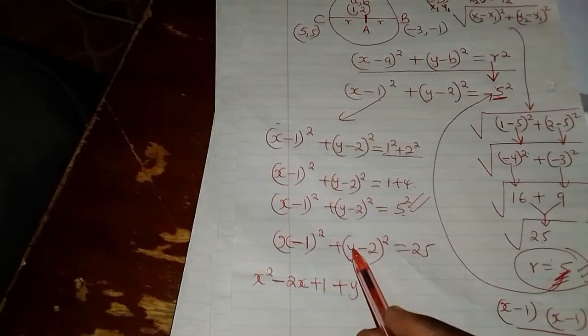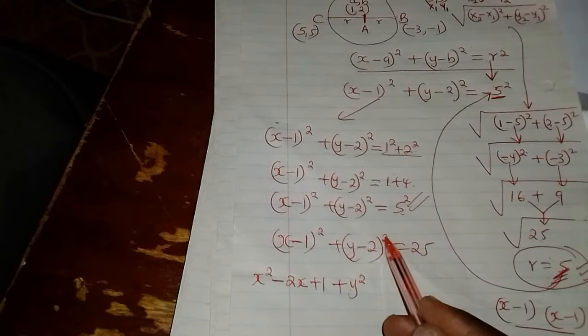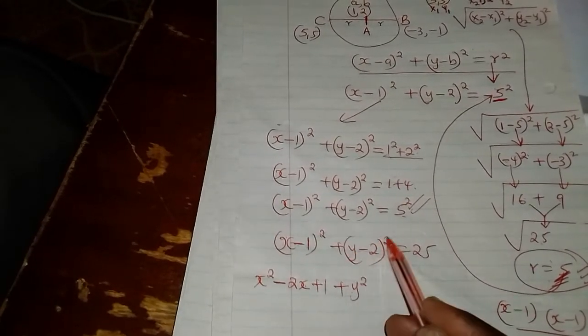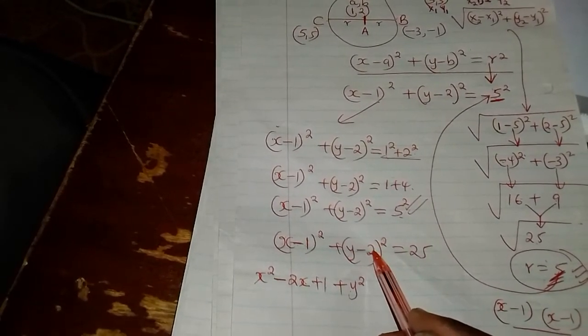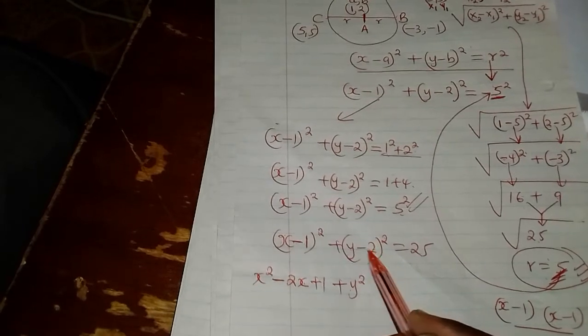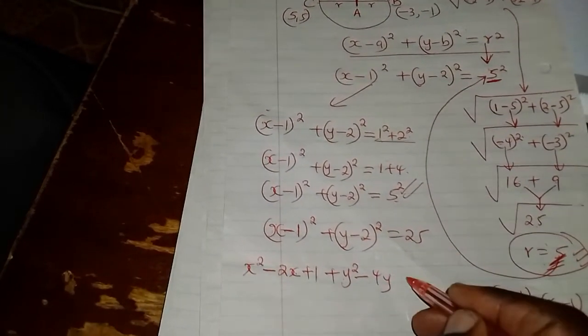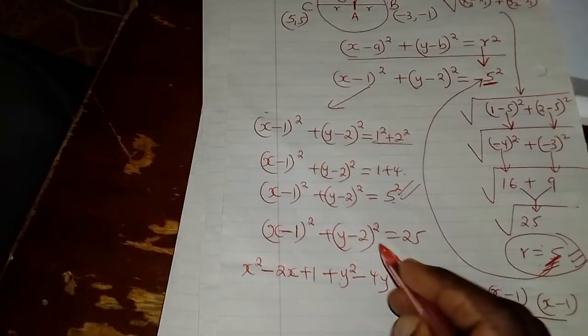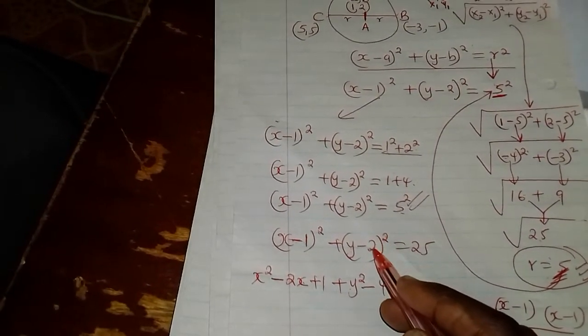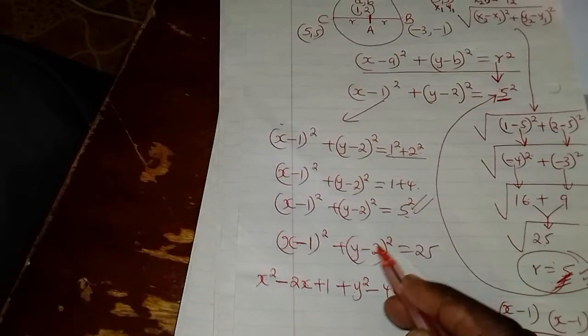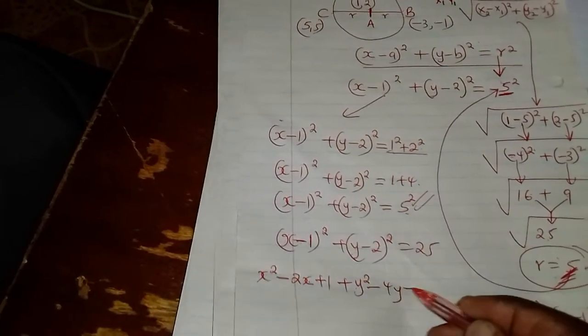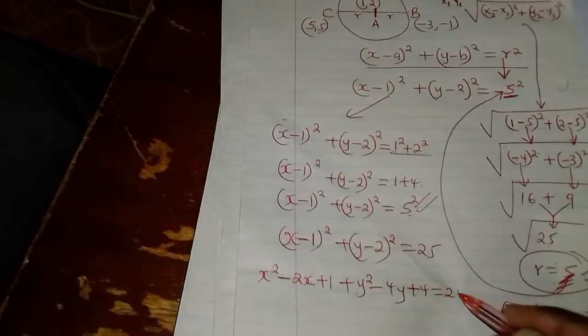Come here. Y squared, it is here. Then 2 times negative 2 times y. 2 times negative 2 is negative 4. Negative 4 times y gives you negative 4y. Great. Then you can say now 2 squared, or negative 2 squared. That gives you positive 4 is equals to 25.